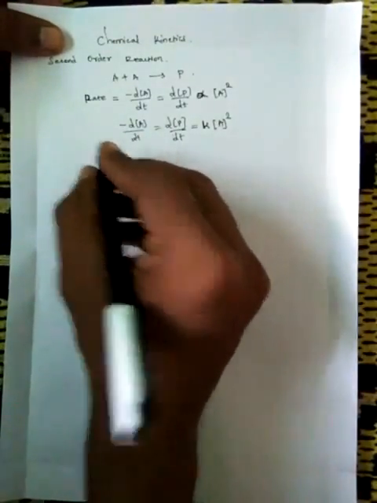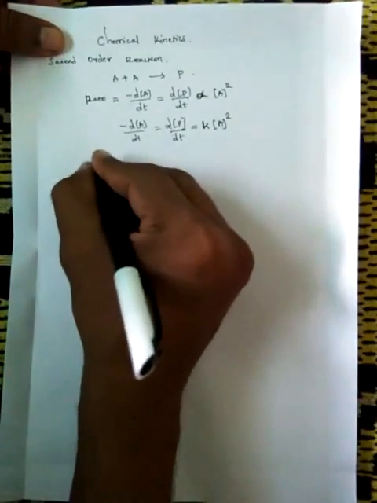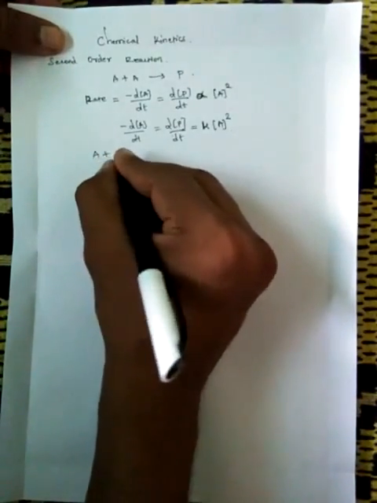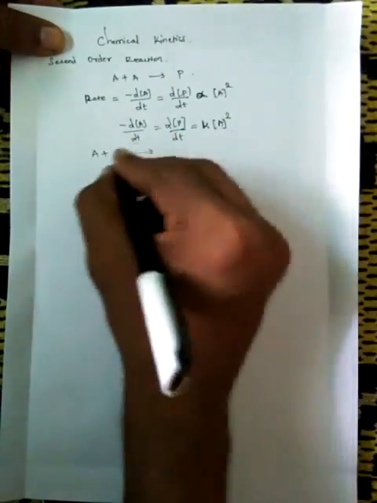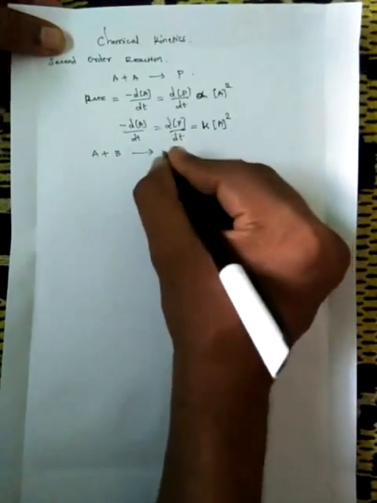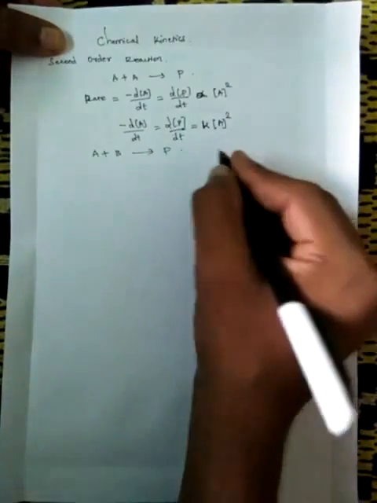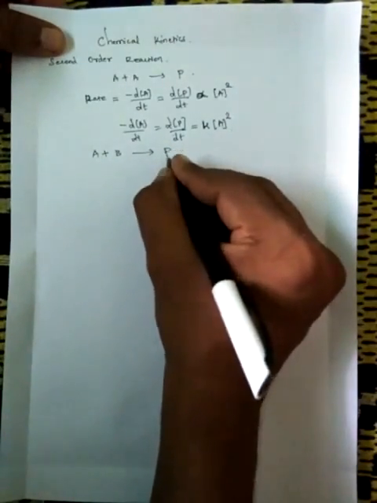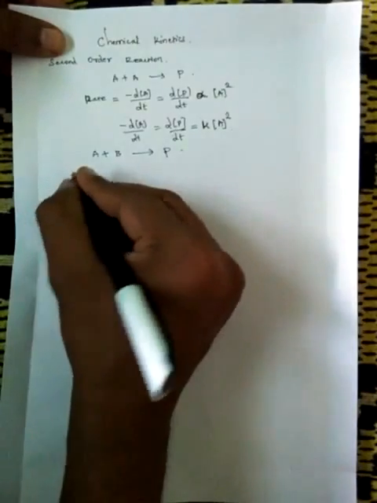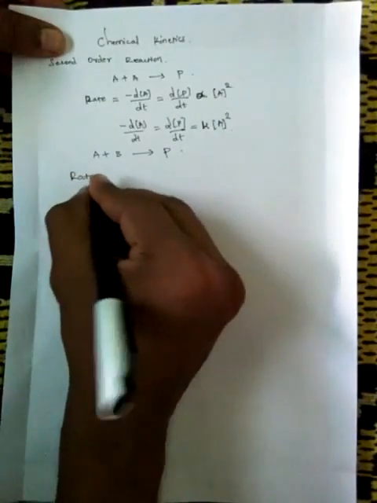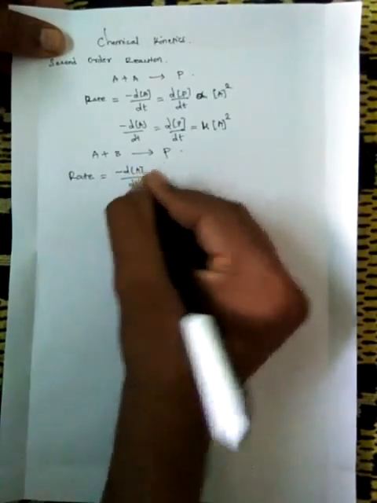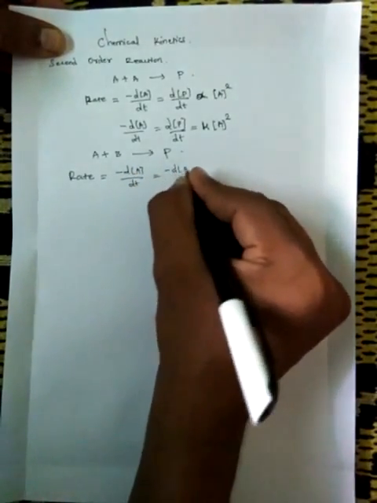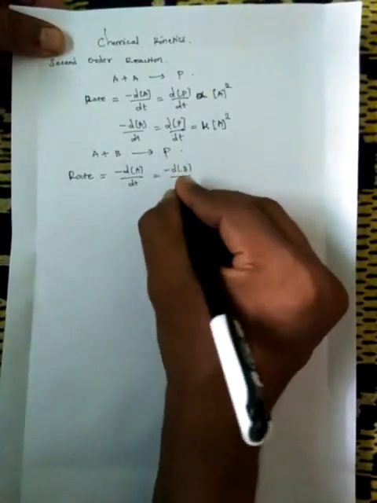Then let me take a second order reaction of this type, that is, two different reactants are involved. A plus B gives a product. I'm writing the rate equation: rate equal to minus dA by dt equal to minus dB by dt.